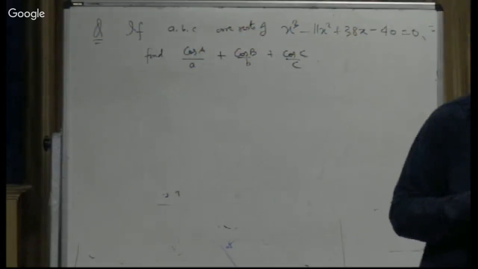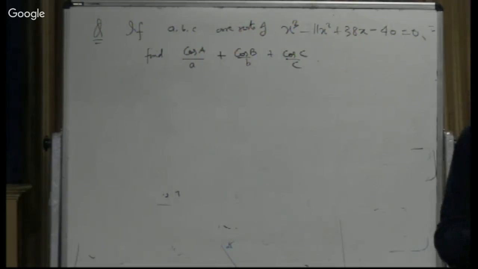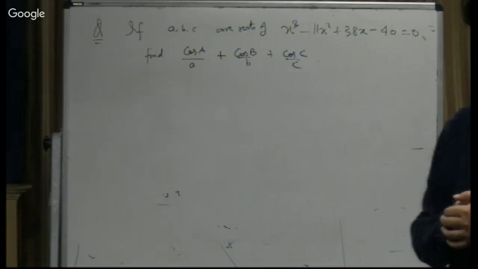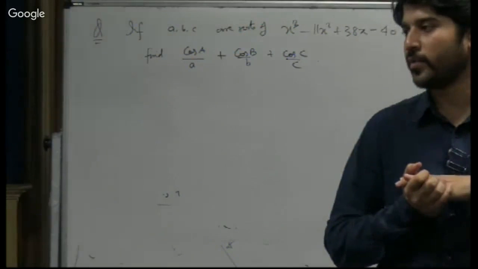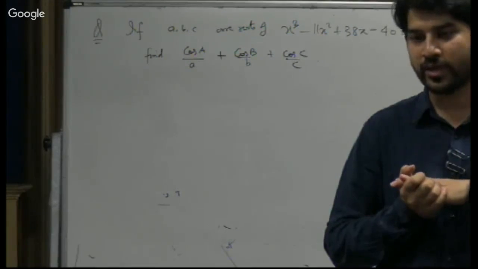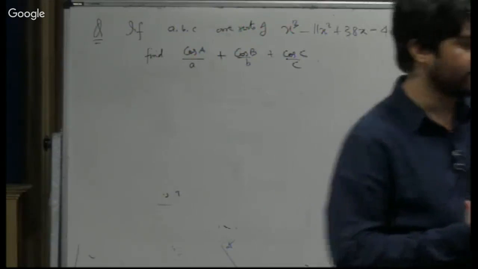Okay, and how to handle A square plus B square plus C square? A square plus B square plus C square is basically sigma A square minus twice of sigma AB, right? तो वो निकल के आ जाएगा ना? Good.